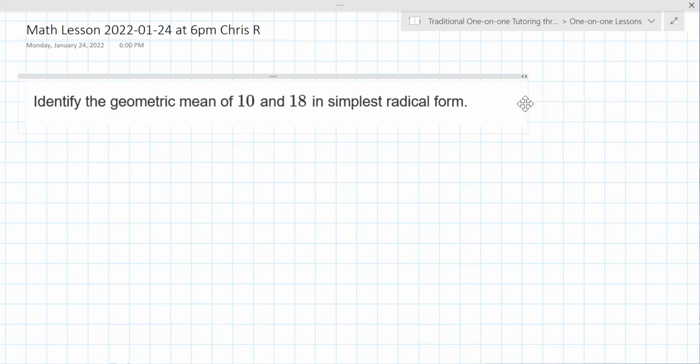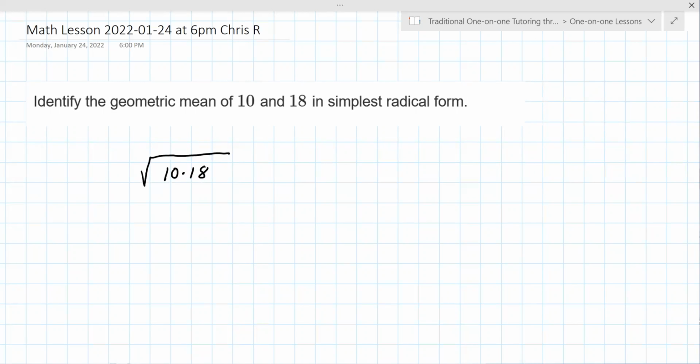And 18 in simplest radical terms? Yes. All right, so the process here is you take the numbers and you multiply them together. And however many numbers there are, you take that root here. So for you, it's just going to be the square root of 180.